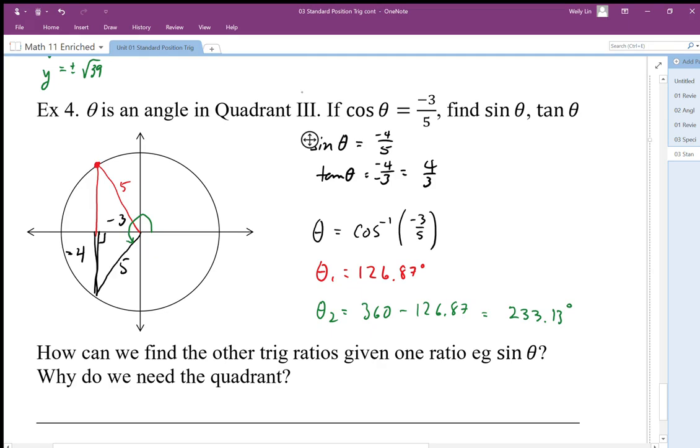The quadrant with this ratio is quadrant 3. So I need to make sure that my answer is in quadrant 3.